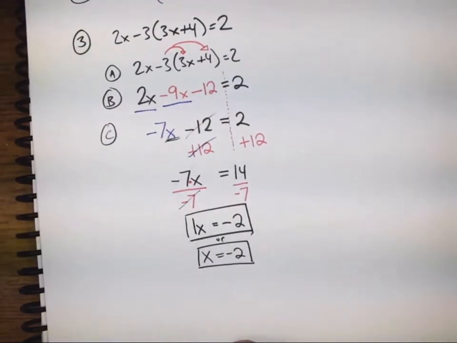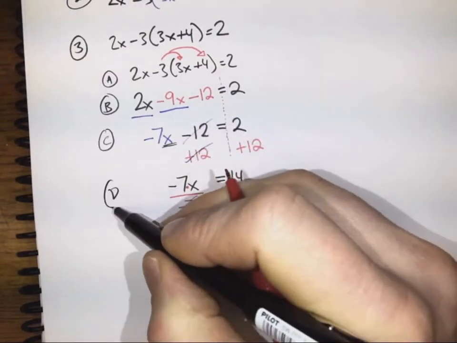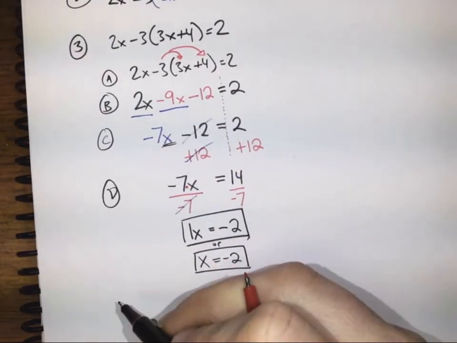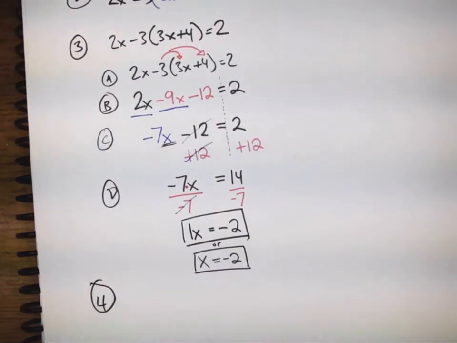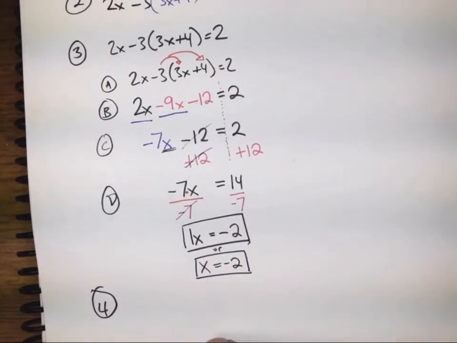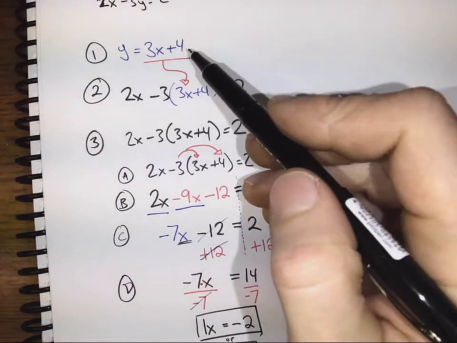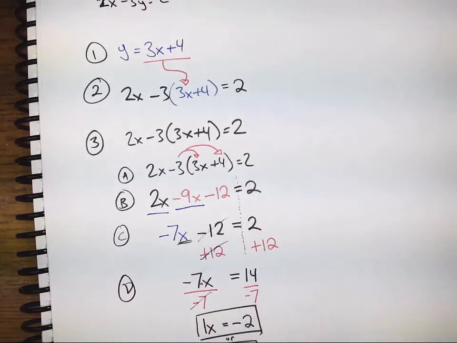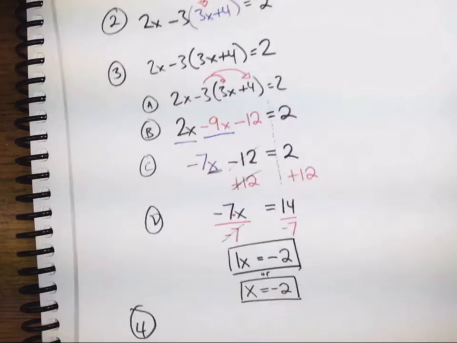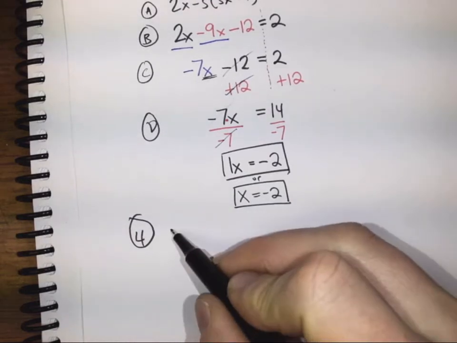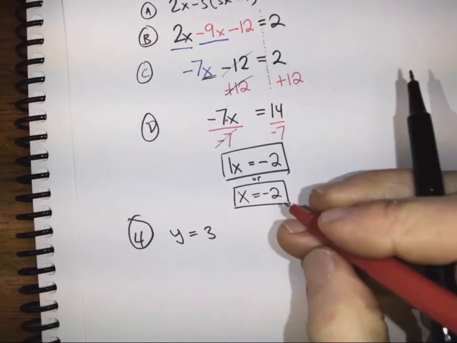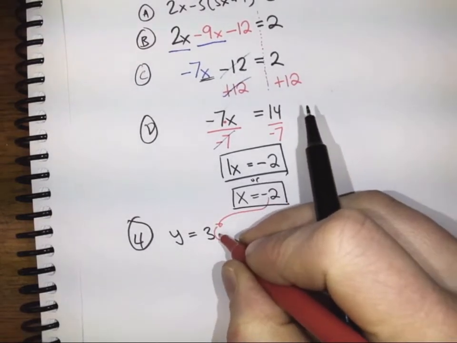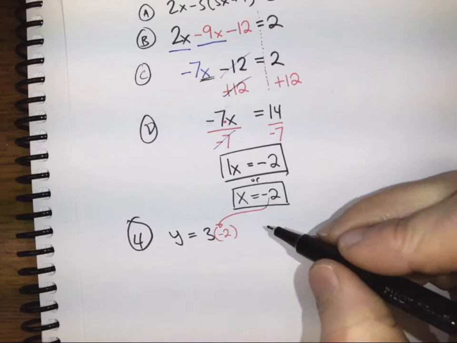Alright. Oh, I forgot step D, right? And then step 4, the last step, we're going to back substitute. So we're going to take that negative 2, we're going to put it back into one of our original equations. Usually I think it's easiest to use the equation we isolated in step 1, at least in this case. So we've got this equation y equals 3. We're going to take that negative 2, plug it in. So times negative 2 plus 4.